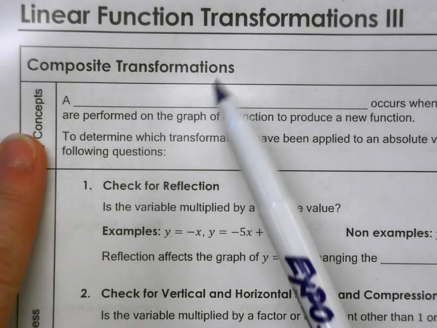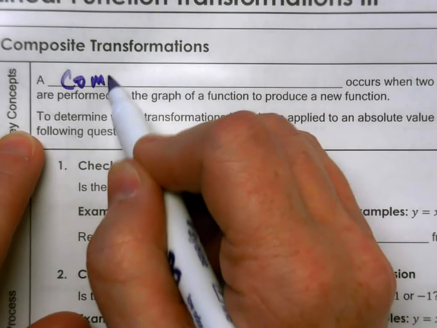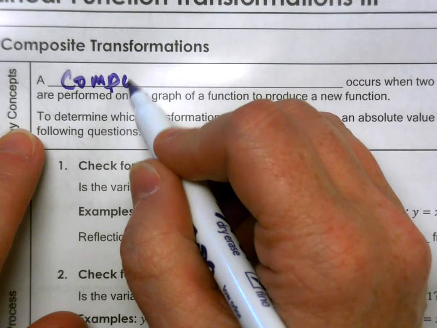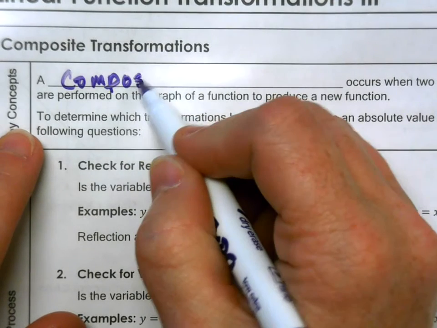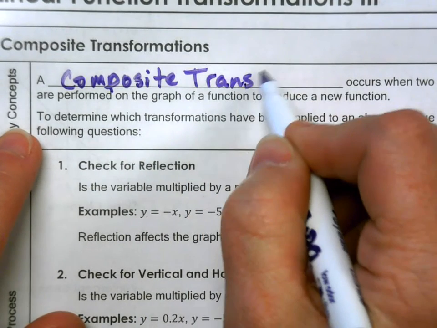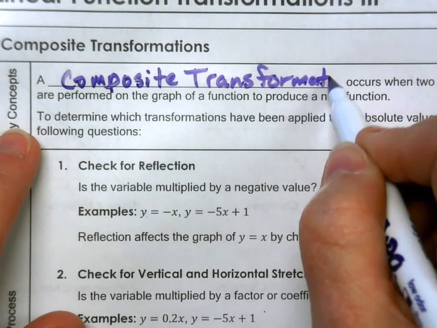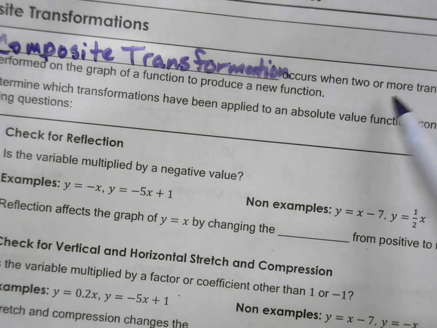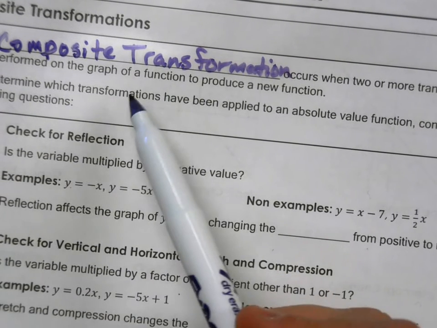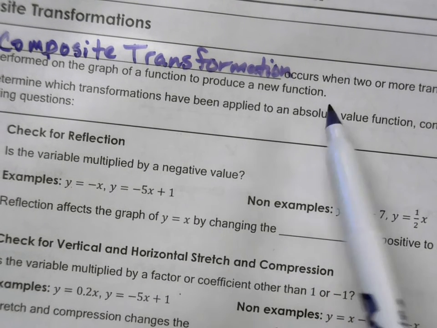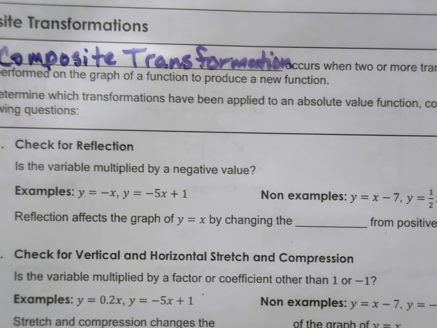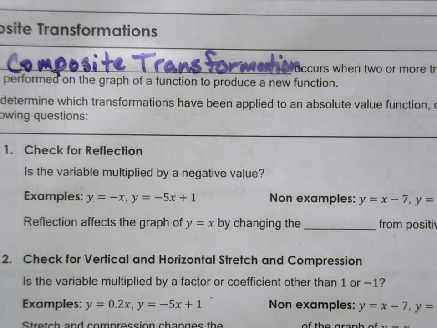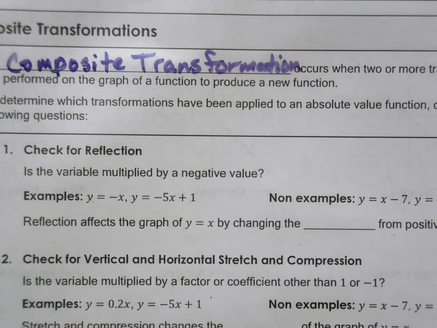This just means that, so a composite transformation. A composite transformation occurs when two or more transformations are performed on the graph of a function to produce a new function. Okay. So all this is when you have combined things that happen. So instead of only one change happening, you have multiple changes happening.